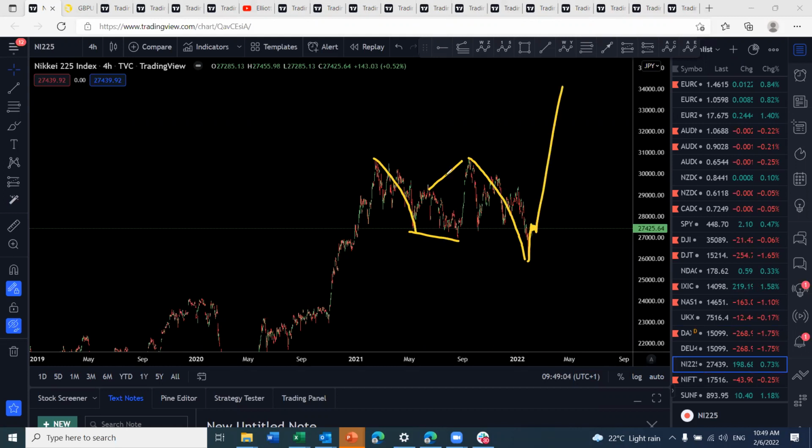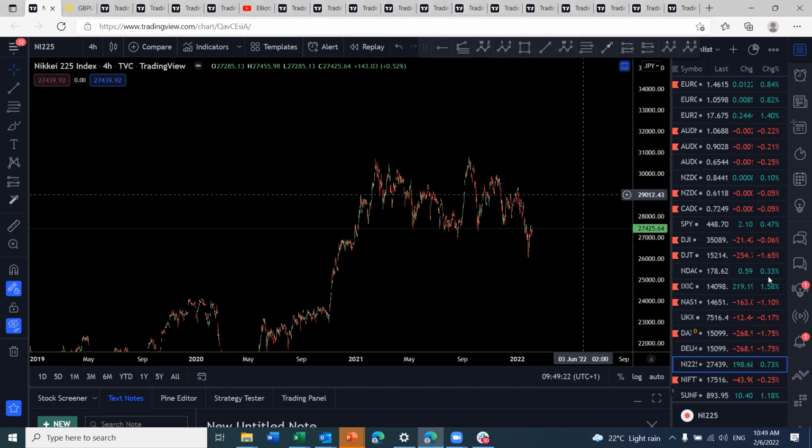What will that mean? That will mean that we have this as a 3-wave structure, this is a 3-wave structure, this is a 3-wave structure here, and all of that giving us this WXY corrective structure. This needs to confirm if this is a reversal, and we're going to see more upside. We'll be waiting for this confirmation in the coming week.